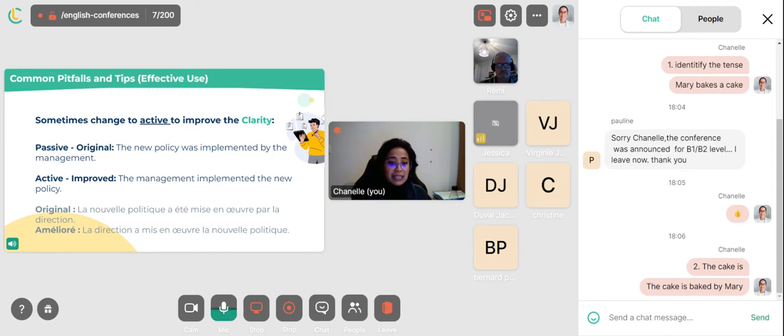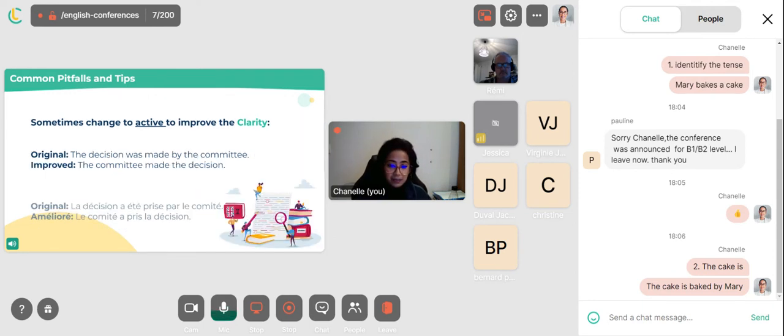Okay, let's look at another example. So we've got two sentences. The original, the decision was made by the committee. So the decision is important. The committee made the decision. So there we can see the focus is on the committee.